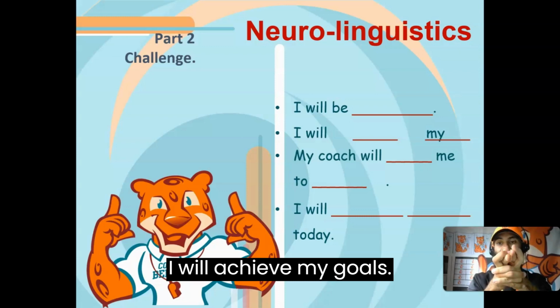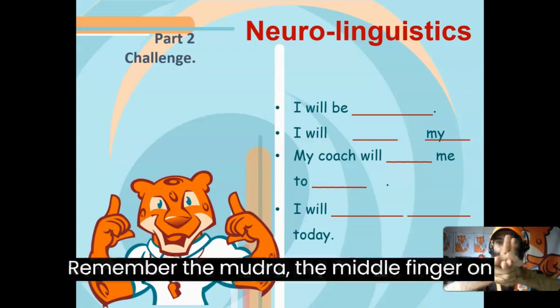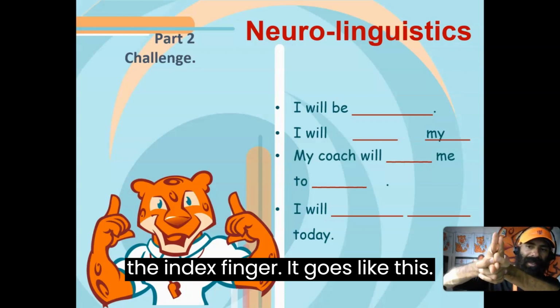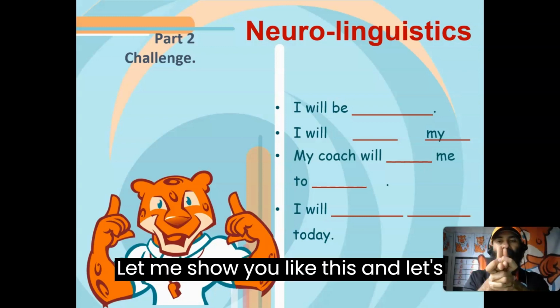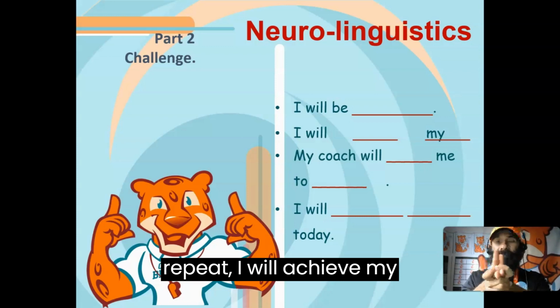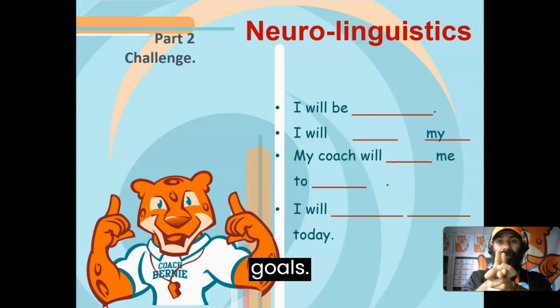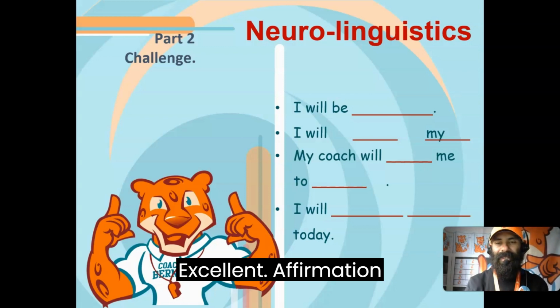I will achieve my goals. Remember the mudra, the middle finger on the index finger, it goes like this. Should be like this. And let's repeat, I will achieve my goals. Excellent. Affirmation number three.